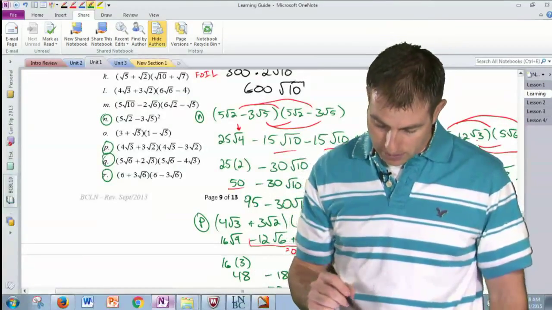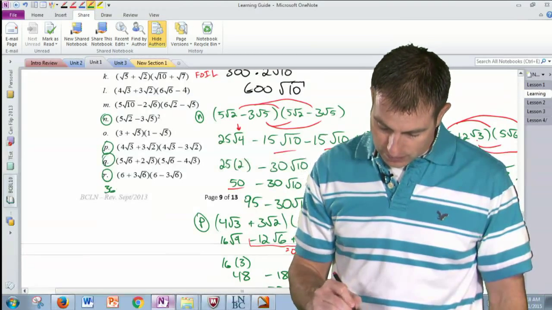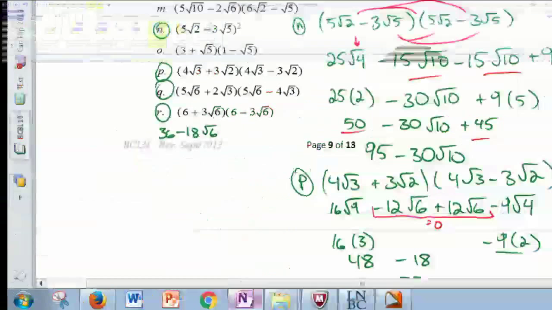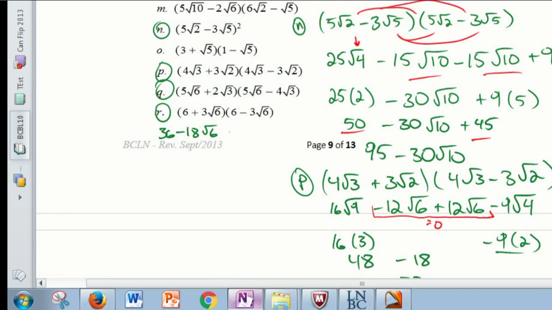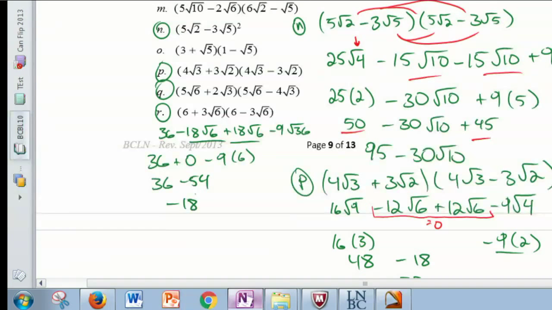I'll do it here on the left. 6 times 6 is 36. 6 times negative 3 is negative 18 root 6. Inside, 3 times 6 is positive 18 root 6. And then last, negative 9 root 36. Lots of stuff going on here. 36, my 18 root 6 plus 18 root 6, which gives me 0. Then I have negative 9 times 6. 9 times 6 is going to give me 54. 36 minus 54, I end up with negative 18 on that guy.